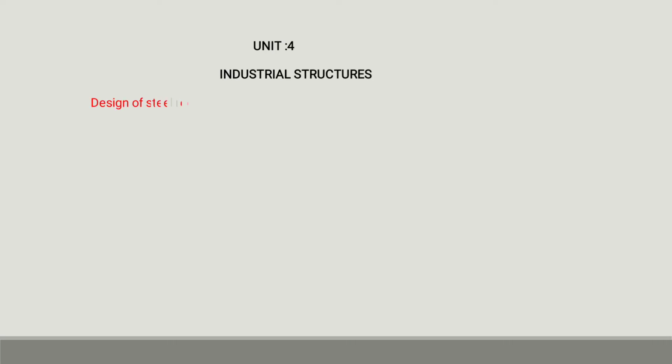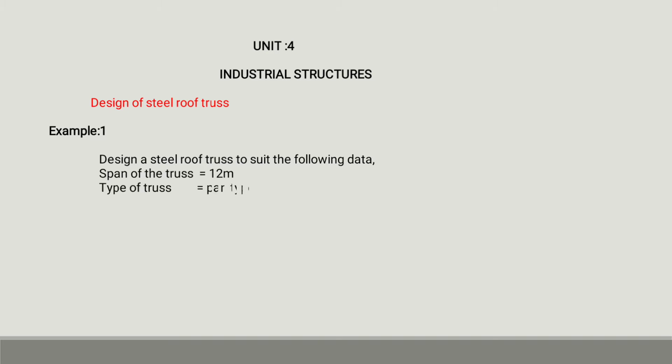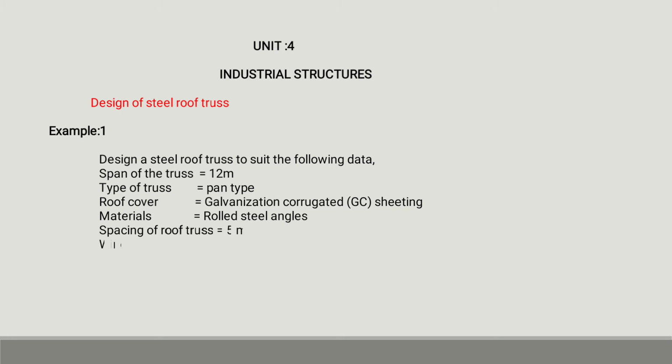Unit 4, Industrial Structures: design of a steel roof truss. Design a steel roof truss to suit the following data. Span of the truss is 12 meter. Type of truss is pan type. Roof cover is galvanized corrugated sheet. Material is rolled steel angles. Spacing of roof truss is 5 meter. Wind pressure is 1 kilonewton per meter square. Draw the elevation of the roof truss and details of the joints.